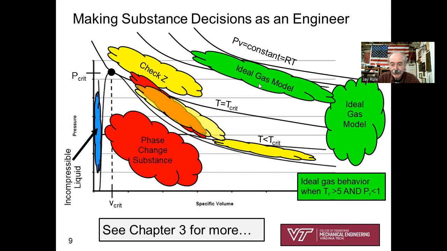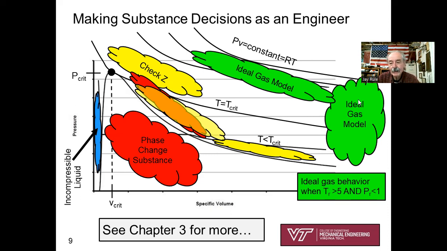Now, the trick has to do with when you're outside the vapor dome, what types of substance models do you select? If you're way removed from the vapor dome, let's say when T over T critical is greater than 5 and P over P critical is less than 1, in other words, lower than critical pressures and higher than critical temperatures, then you've got an ideal gas. And that's why I've shown this as green. Green, ideal gas model. I'm going to proceed ahead.